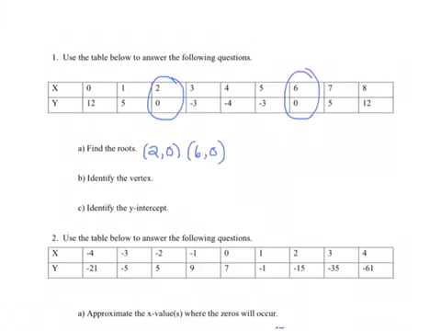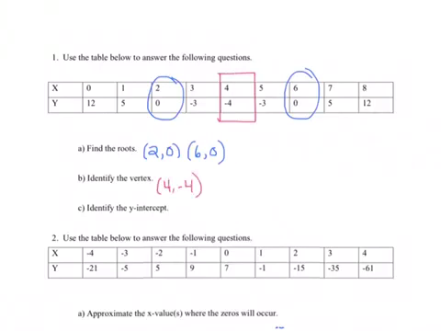They're at (2, 0) and (6, 0). Now I know that the vertex is going to be somewhere in between there, so I'm looking for where the graph hits its highest point or its lowest point. Since it hits 12 twice, it seems like on the outsides of the table, the graph is getting bigger. But at this very middle point, it hits a low of negative 4. So that's where my vertex is going to be, (4, -4).